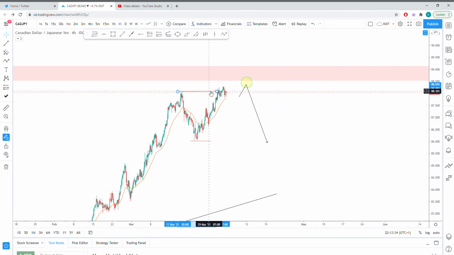I'm sure of it. So yeah, we can see that price is stepping up. It's broken our critical high. We can see now we've got a new lower high.